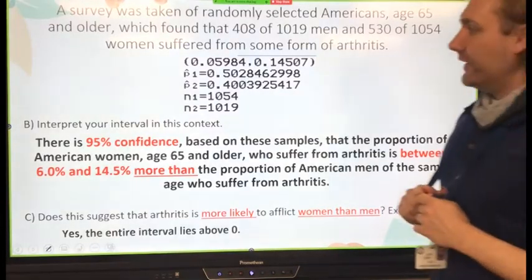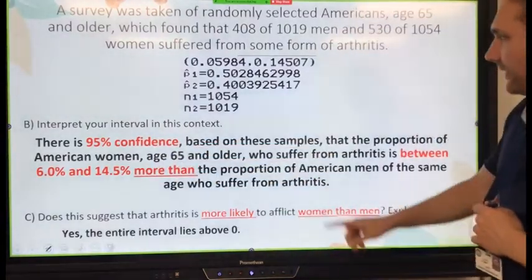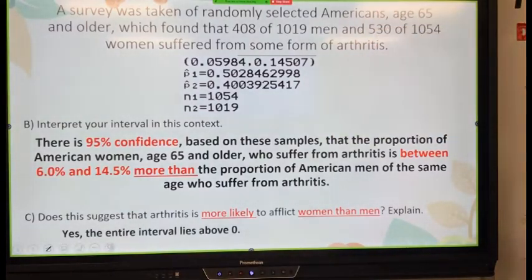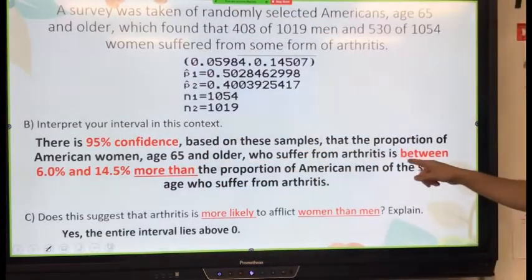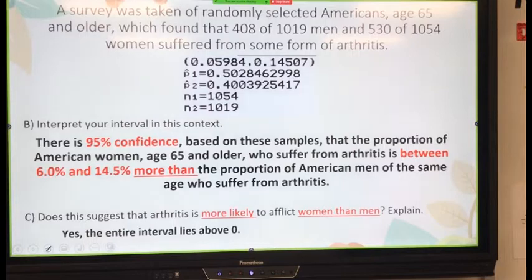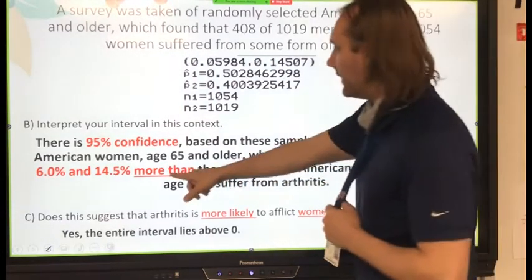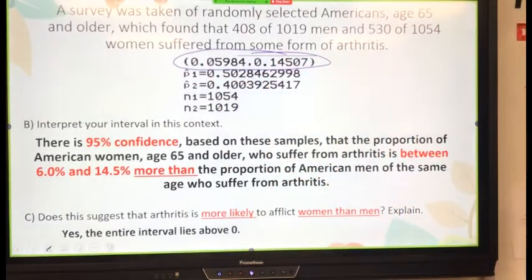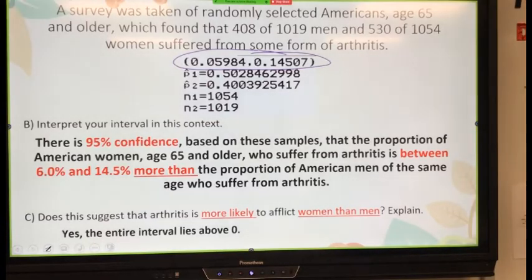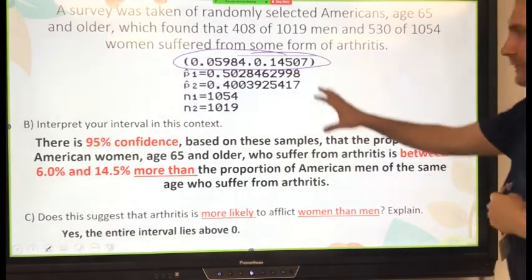What this is saying is there is a 95% confidence that, based on these samples, the proportion of American women, so the first one I looked at that I called one was women, age 65 and older, who suffer from arthritis is between 6 and 14.5% more than the proportion of American men of the same age who suffer from arthritis. I'm going to say more because these values are positive, right? You don't see any negative numbers in there, which is why it's important you correctly label what's going to be your 1 and 2.